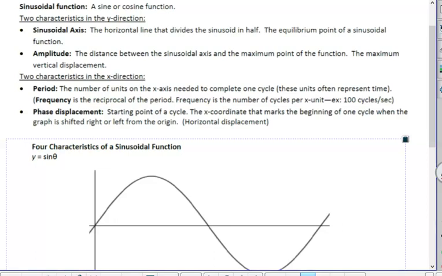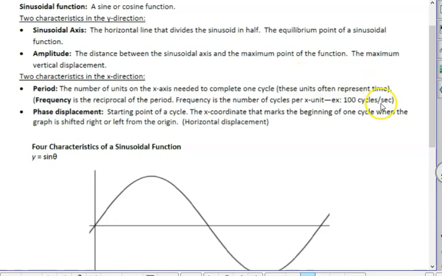Today we're going to talk about sine and cosine graphs, but now we're going to talk about a more general name for them, and that is a sinusoidal function. So a sinusoidal function is just a sine or a cosine function. Now I'm going to talk about four characteristics that sinusoidal functions have.